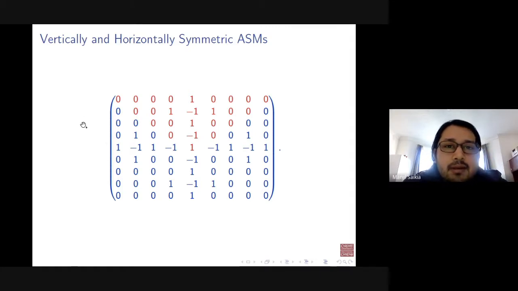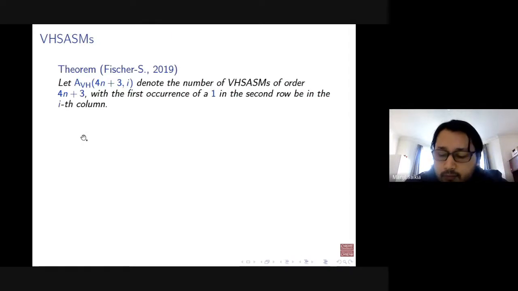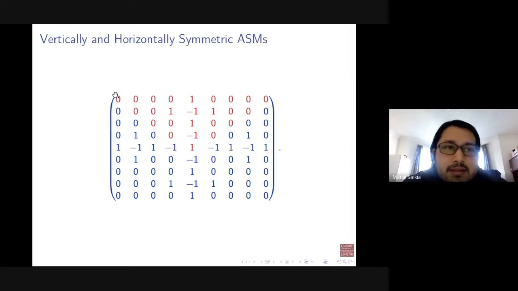Ignore the color for this slide. So what about a vertically and horizontally symmetric alternating sign matrix? Since this is vertically symmetric, the middle column will be 1, minus 1, 1, minus 1, and so on. Again, there cannot be any ones except the middle entry in the first row and the last row. Because it is also horizontally symmetric, the middle row will now also alternate between 1 and minus 1, 1, minus 1, and so on.